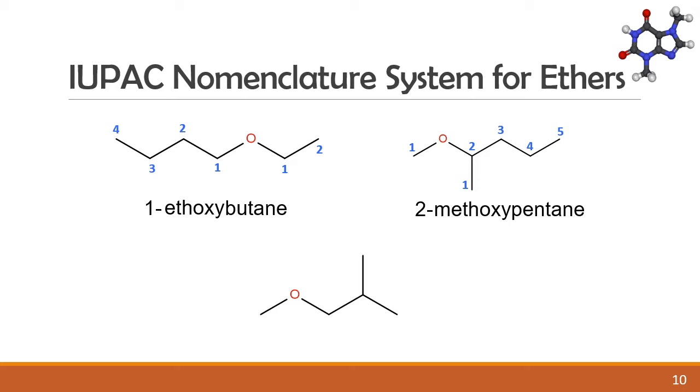Now we go to the last ether. This ether has a 3 carbon chain on the right side and a 1 carbon chain on the left side. So the LCC is the 3 carbon chain propane. This propane has a methyl substituent attached to its carbon 2. So we include that in the name for the LCC. We have propane and 2-methyl.